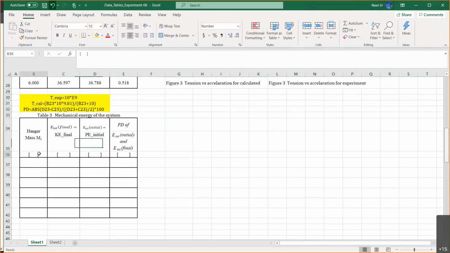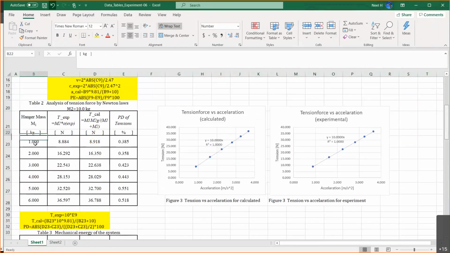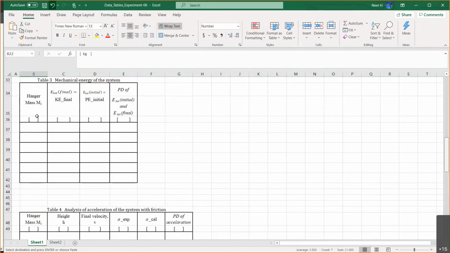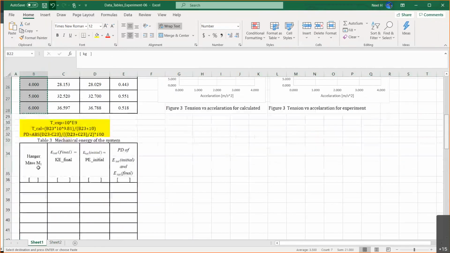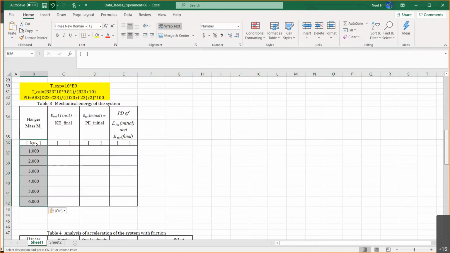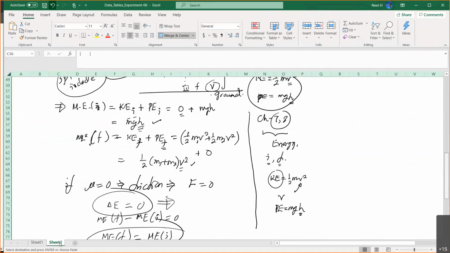All right, then this is all calculation. Hanger mass remains the same throughout, doesn't change. And just bring it directly here, copy paste from the previous. And the energy, of course, now the unit of energy. What's the unit of energy? Units of energy. Energy is what?